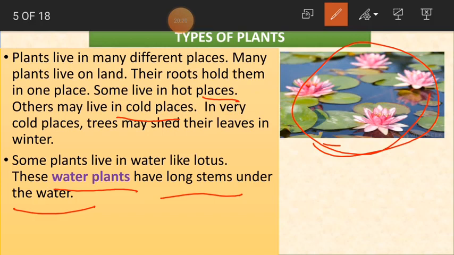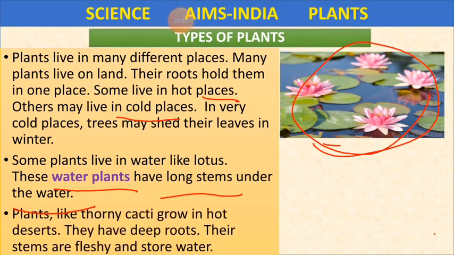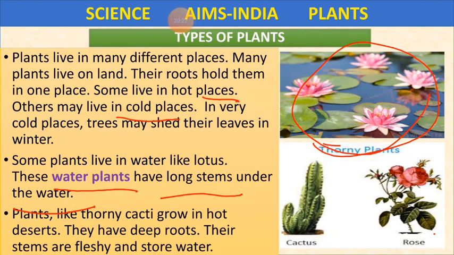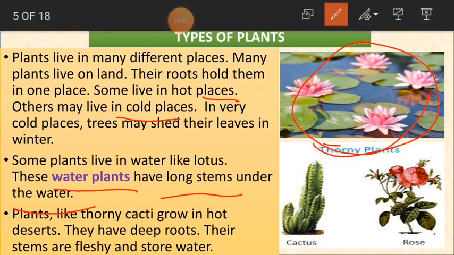Understood, children? Okay. So next, plants like thorny cacti grow in hot deserts. What type of plants? Thorny cacti. Thorny cacti in the sense they have small thorns. See, a cactus plant is here. It has small thorns. They grow in hot deserts. They have deep roots. Their stems are fleshy and store water.